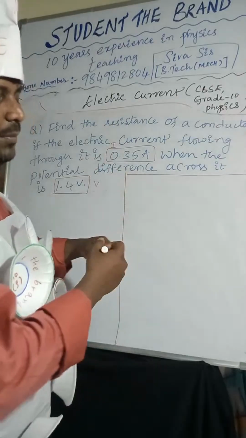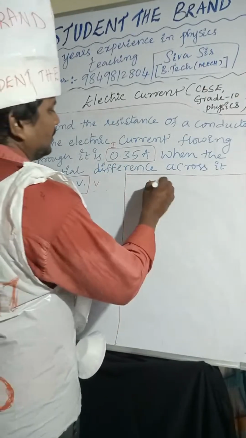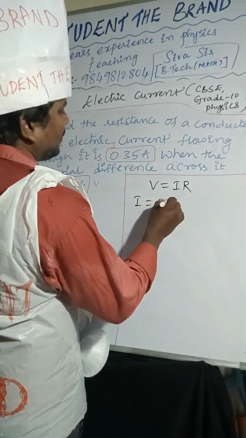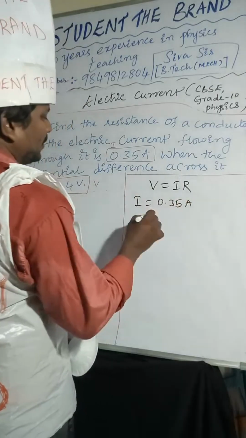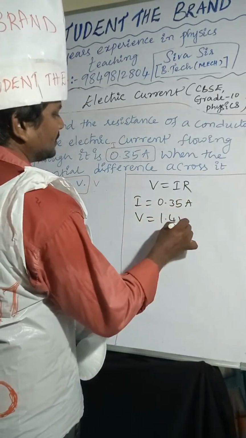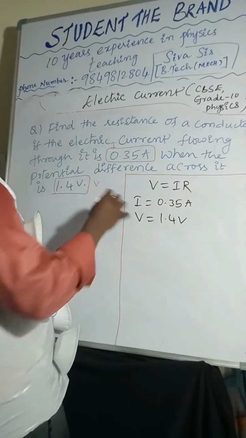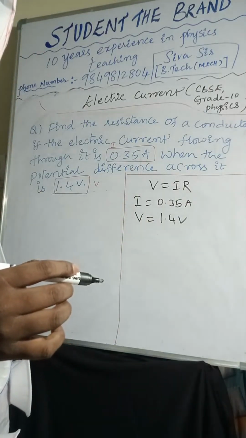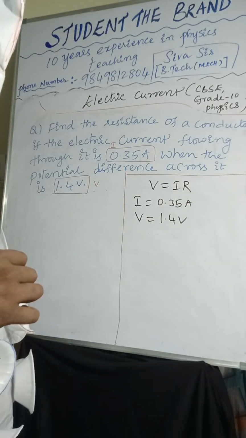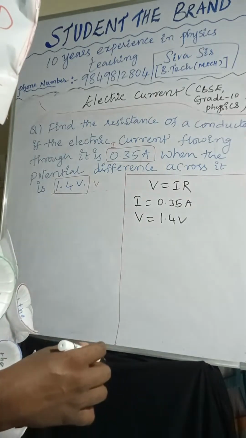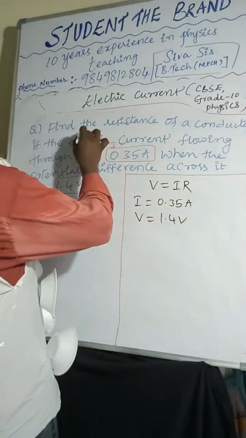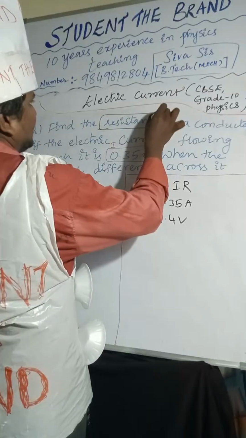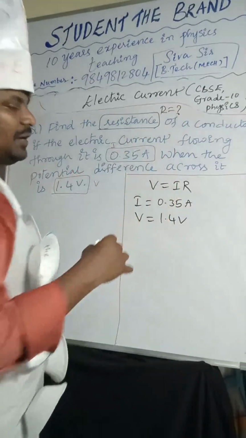So we can use the formula V equal to IR. Okay. So I value is given as 0.35 ampere, and potential difference is given as 1.4 volts. Find the resistance of the conductor. So they are asking to find out resistance. We have to find out resistance.